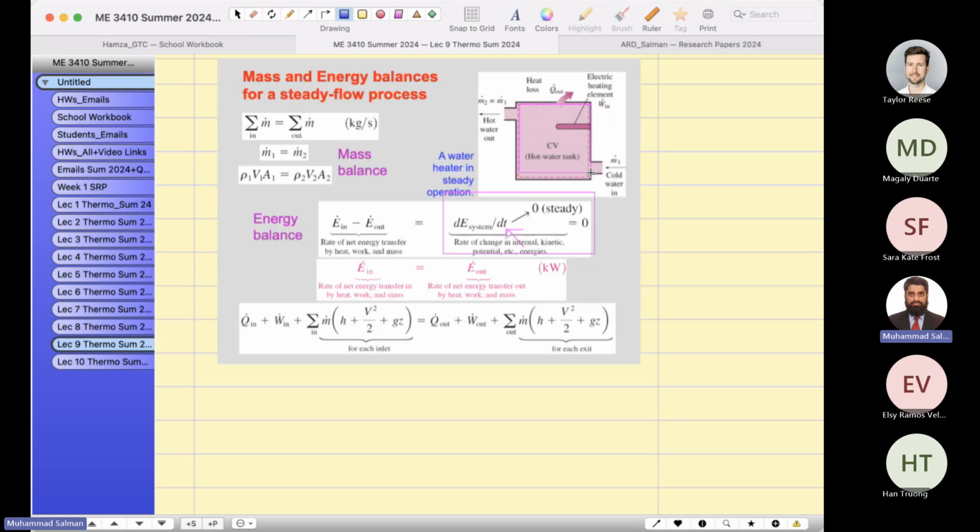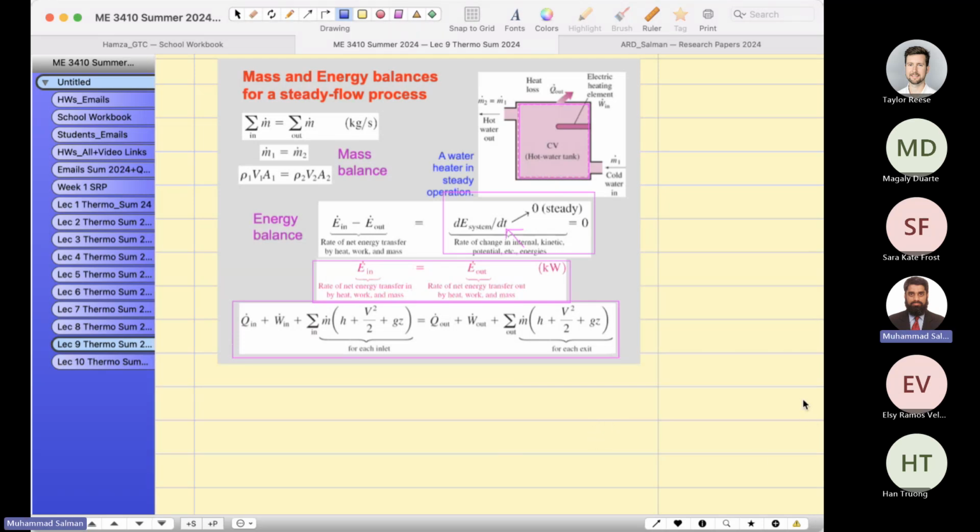When the time passes by, the system energy and the mass flow rate remain constant even after 1 hour, 2 hours, 2 seconds, 2 minutes. It does not change. And when the right hand side goes to zero, then the equation becomes the rate of energy, which is power, going into the system equals the rate of net energy coming out of the system. And this is the first law of thermodynamics for open system.